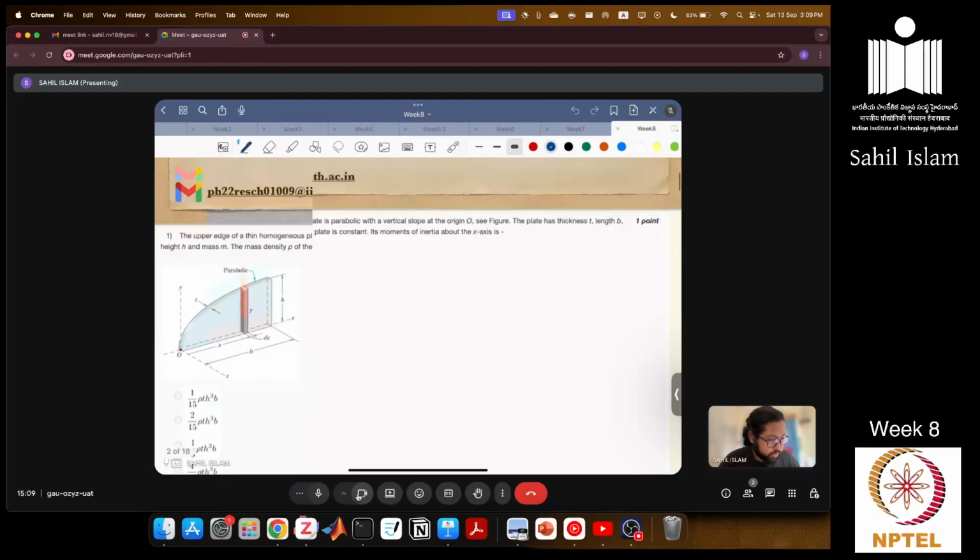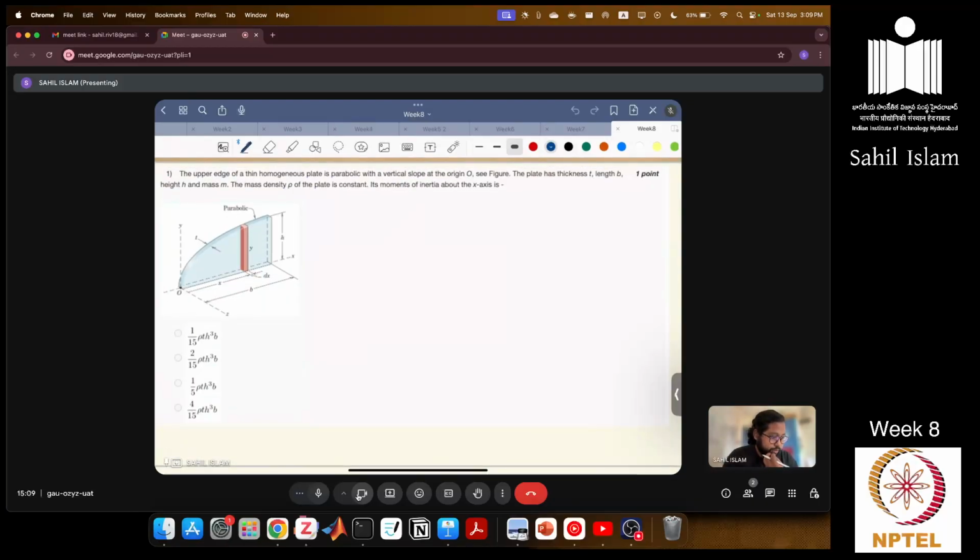So let's start. The first question is: the upper edge of a thin homogeneous plate is parabolic. So we have a thin homogeneous plate like this. This is the plate, and the upper edge is parabolic, with a vertical slope at the origin O. So at the origin the slope is vertical like this. See the figure, and the plate has thickness T.